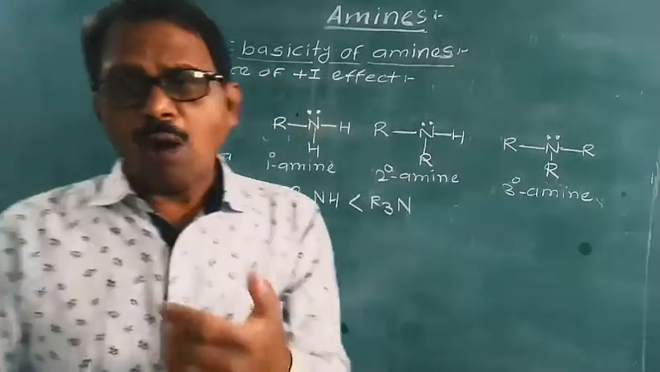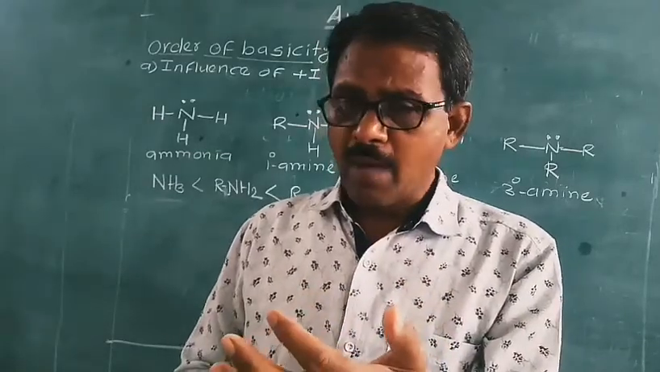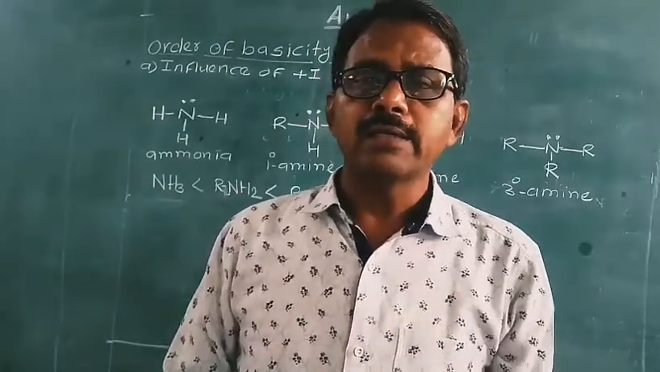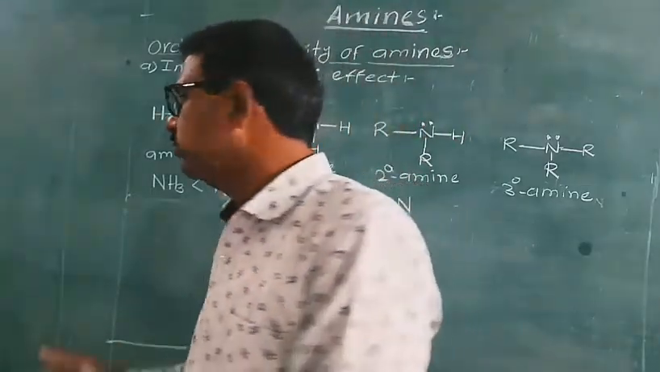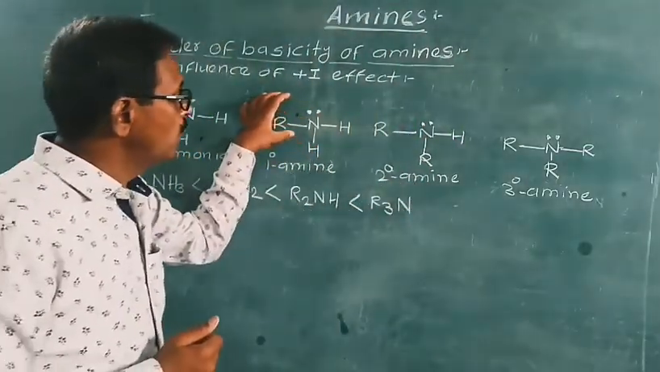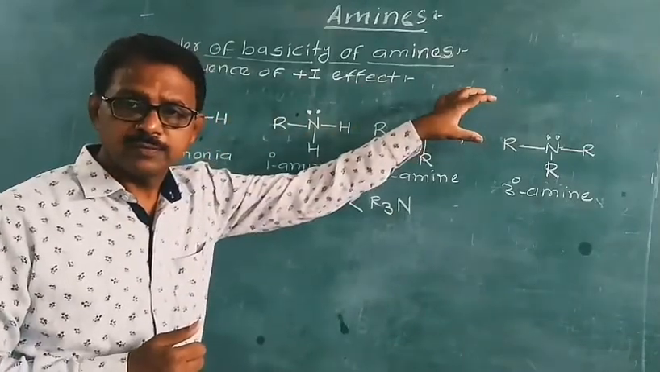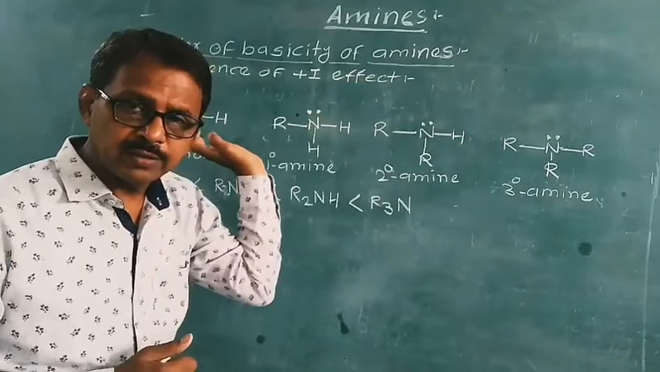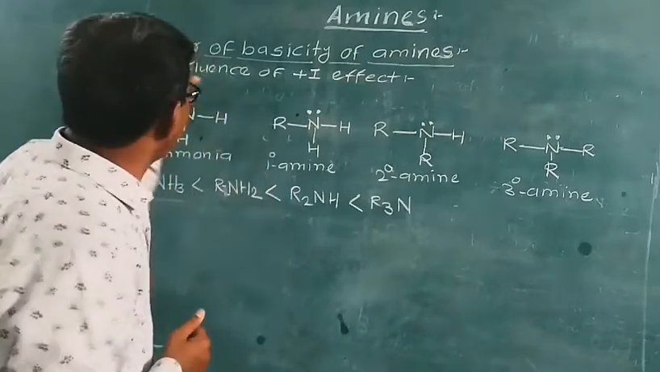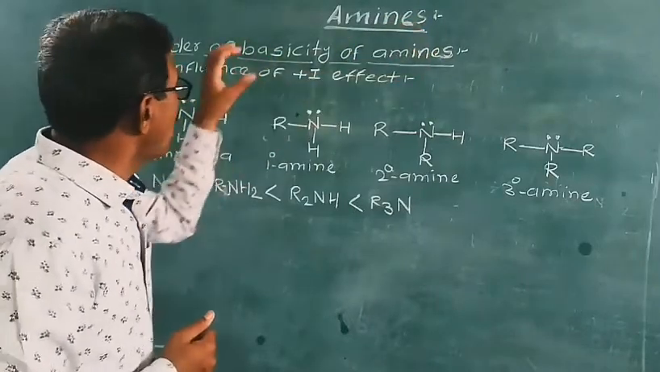Order of basicity of amines means: ammonia, primary amines, secondary amines and tertiary amines. Out of these, which is more basic? Whether primary amine is more basic, or secondary, or tertiary, or ammonia is more basic in nature. That is the order of basicity. Today we are going to see the order of basicity.